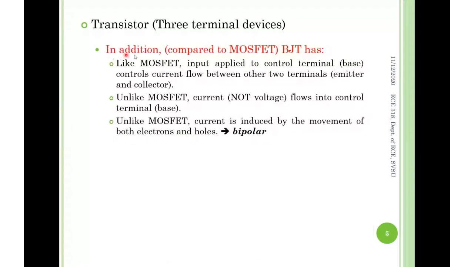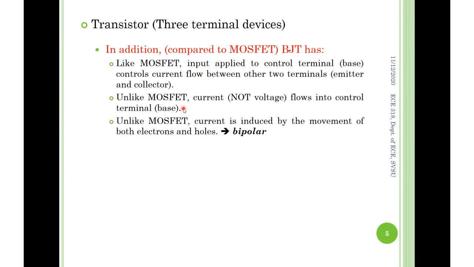Further, keep comparing with the MOSFET. The BJT has what? Same as MOSFET, the inputs apply to the control terminal. This time, the control terminal is not called gate, but base. So it's not GDS, but BCE. The base is the control terminal, and the current flows through this control terminal to control the other two terminals, voltage and current, emitter and collector.